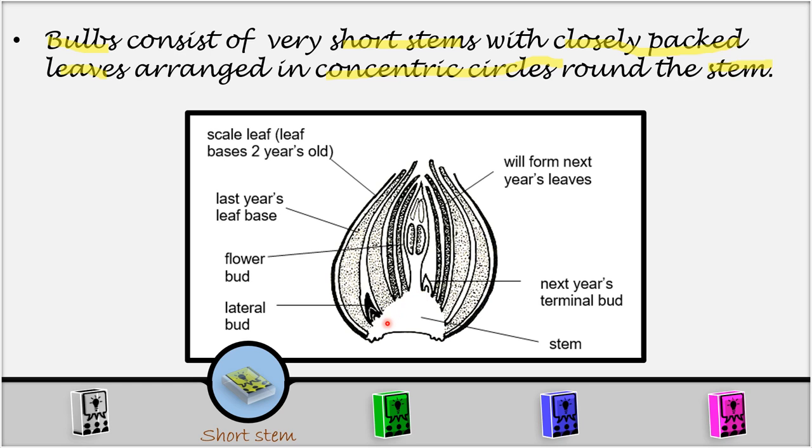Now we have the lateral bud here. This lateral bud will form a daughter bulb. It will form another bulb. As the leaves go on becoming older, they go on going outside, and the younger ones are formed inside on the new buds. The ones which are outside will become dry, and we shall call them scale leaves, which cover the whole bulb.